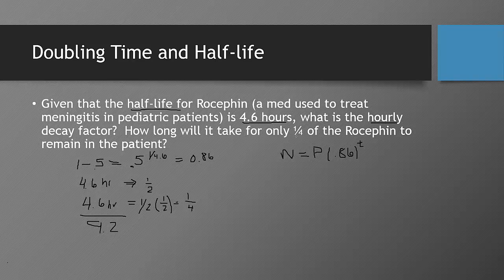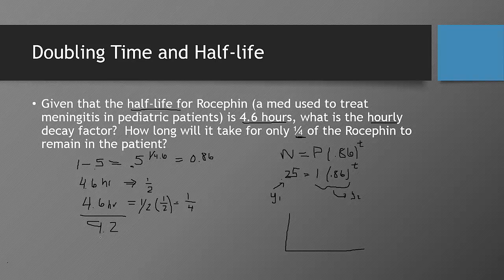So we want this to get down to 1/4. So I'm going to put that in for my n, and I'm going to put that in as a decimal, 0.25. That would be how much was left if we were starting with an amount of 1. And so we have 0.86 to the t. So in order to solve this, I go to my graphing calculator. This part becomes my y1. So y1 equals 0.25. And this part becomes my y2. And so I go to graph that.